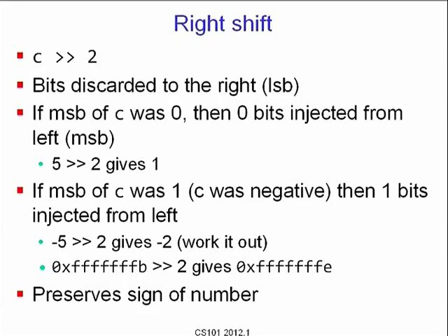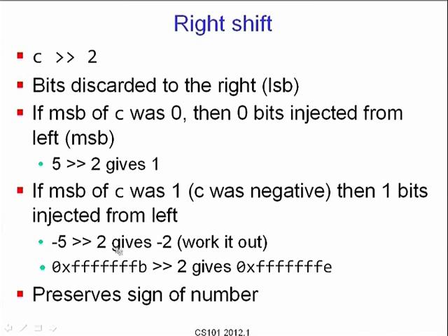Of course, you can also do right shifts, and right shifts will be C right shift by 2 positions. In this case, bits will be discarded to the right, but the left rule is a little different. If originally the most significant bit of C was 0, then 0 bits will be injected. If the original integer had 1 in the most significant bit, then according to 2's complement convention, the original number was negative. This time, the bits injected from the left will be 1s.